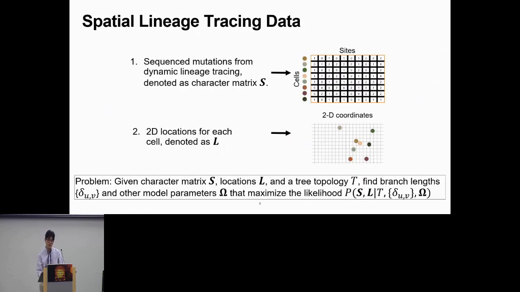To be a bit more formal, we're given two things from these experiments. One, the sequence mutation information, which we call this character matrix S, which is a cells by sites matrix, where the entry is the mutation state of a particular cell at a particular site. Furthermore, we also have these 2D locations for each cell, which we denote as matrix L. Thus, our problem is, given the character matrix S, the locations L, and a tree topology T, we want to find branch lengths denoted by these deltas and other model parameters that maximize some likelihood that I'll talk about soon.